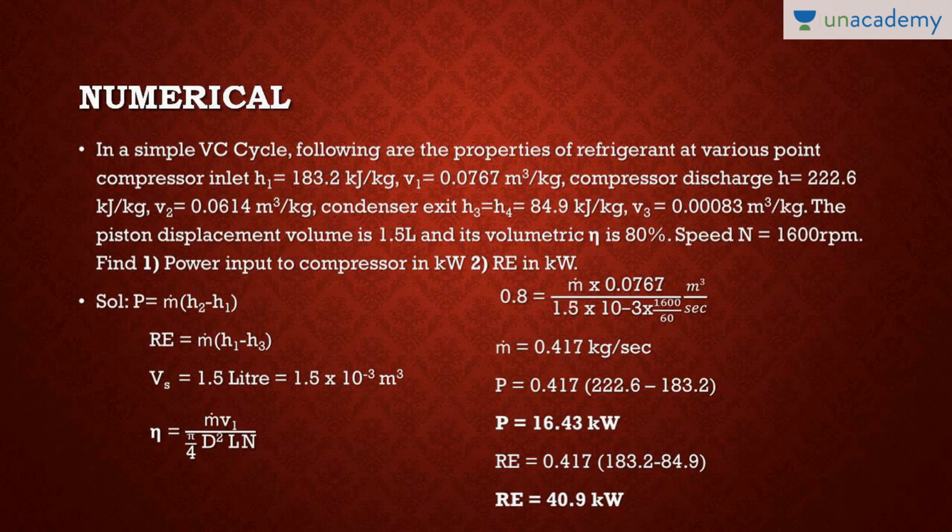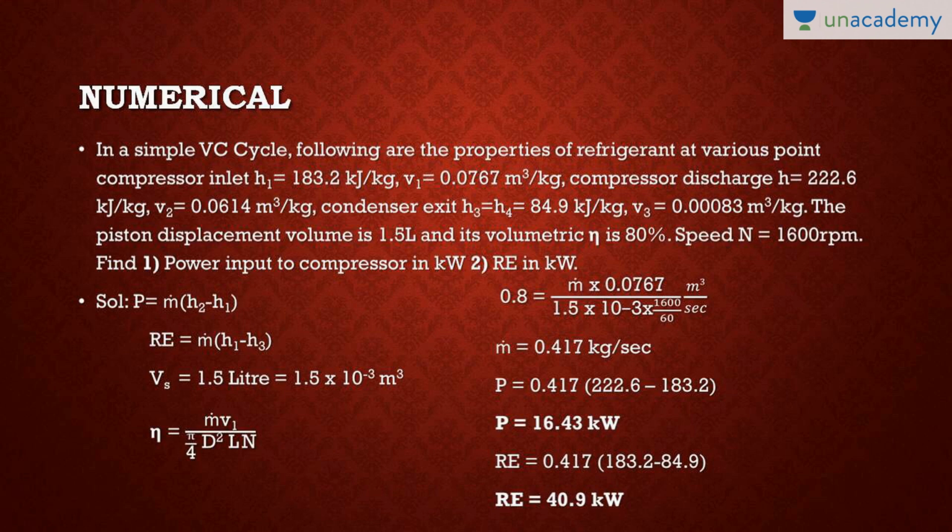One more important thing given over here is the piston displacement volume, which is 1.5 liter. You have to convert that in meter cube. And volumetric efficiency is given as 80%, and RPM is given as 1600 revolutions per minute. You have to find two things: one is power input to the compressor and second is refrigeration effect in kilowatt.